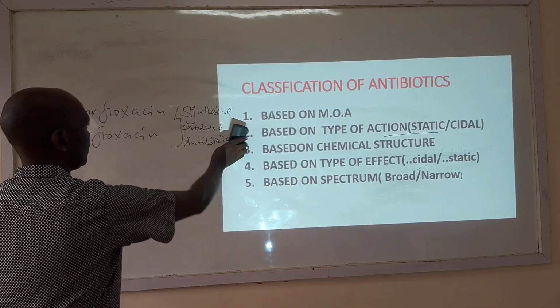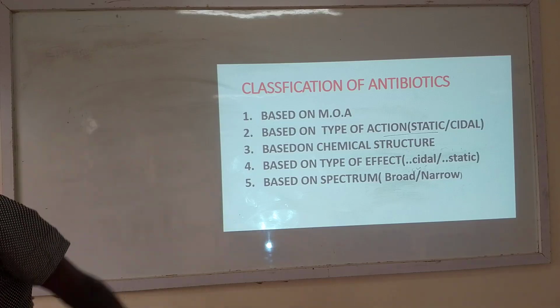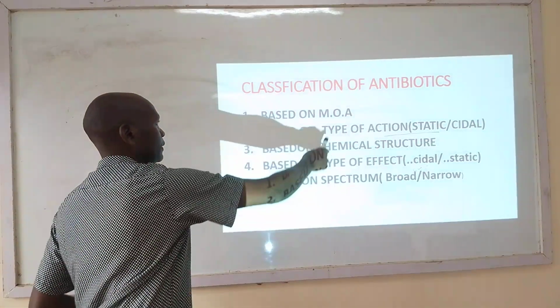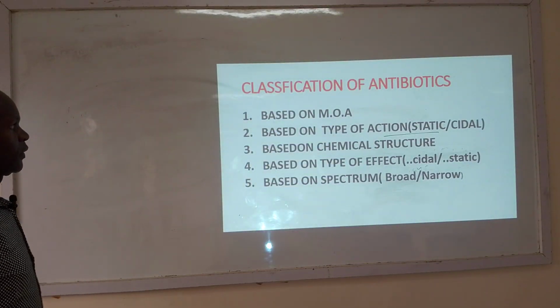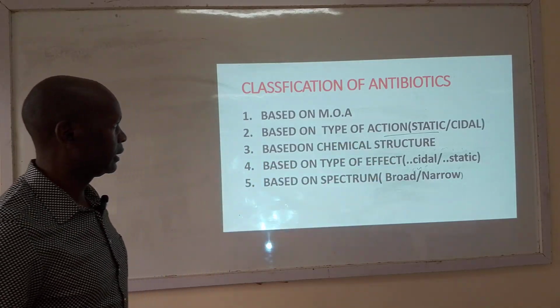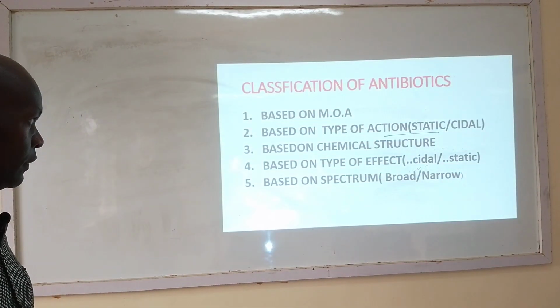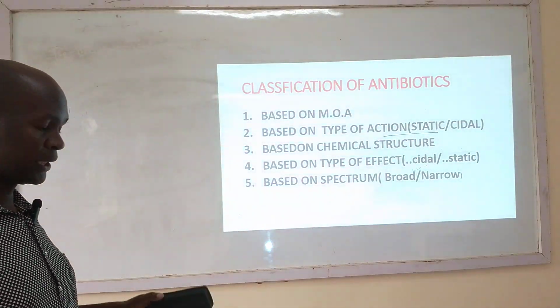So how do we classify antibiotics? There are 5 ways. You can base it on mechanism of action. You can also base the classification on the type of action, the chemical structure, type of effect, as well as the spectrum.